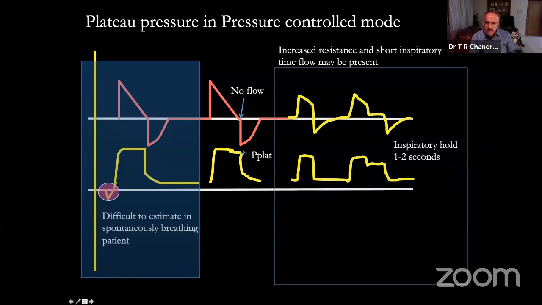But in rare instances, when there is increased resistance and a very short inspiratory time, flow may still be present. You can apply inspiratory hold even in pressure modes, and the pressure may be slightly less than what you estimated here. But for all the junior colleagues, I would say when you add up pressure control and PEEP, that is your plateau pressure. You can remember that.